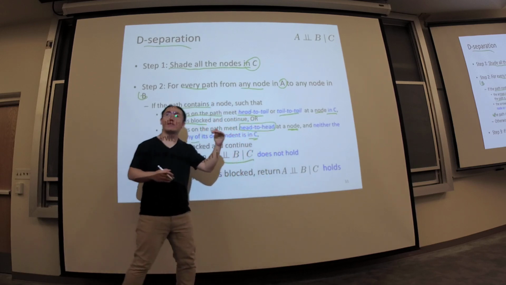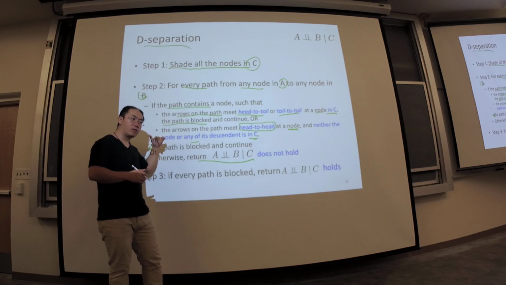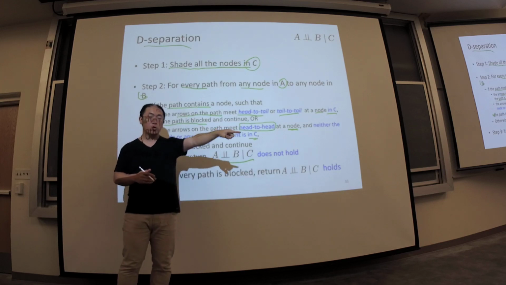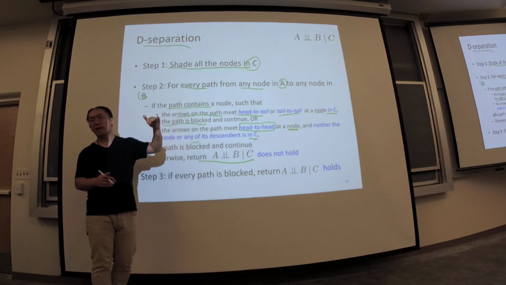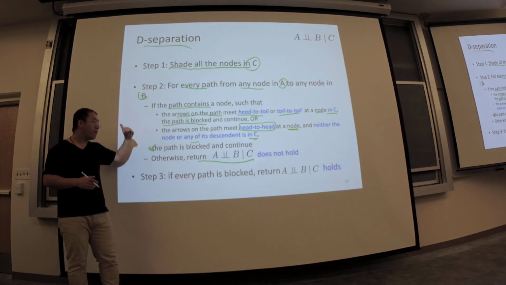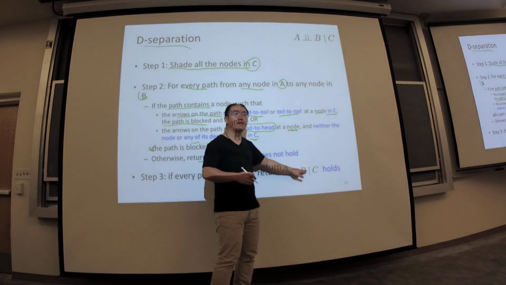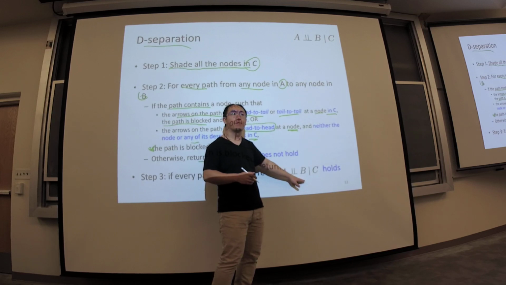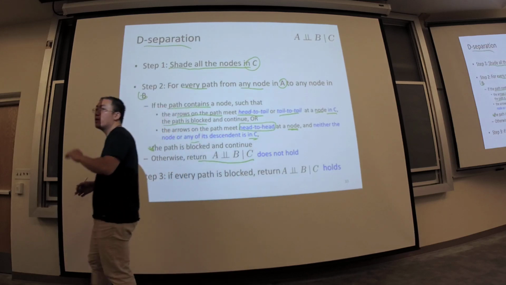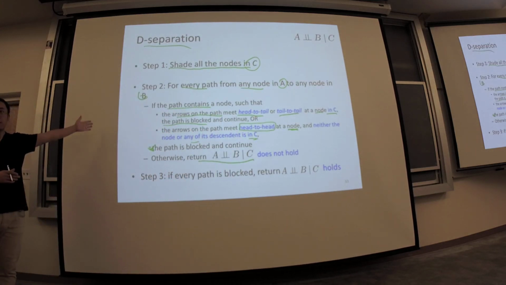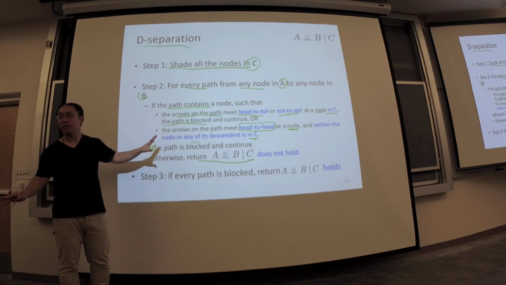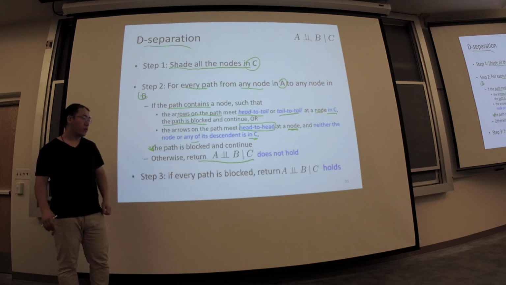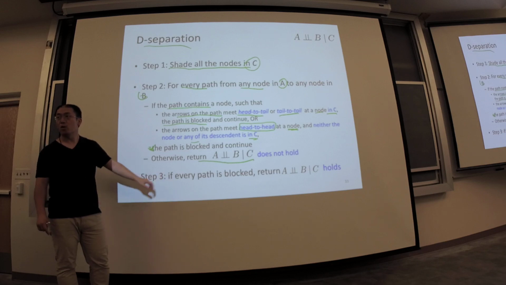So in summary, you just check every path, right? If you can find a path where your ball can roll from a node in A to a node in B, then you stop and claim that this conditional independence does not hold. But if you try all kinds of paths, and every path is blocked, and the ball bounces back, then finally you can state that this conditional independence holds. Is it clear? Basically, just check the three cases repeatedly for all paths starting from one node in A and ending at another node in B. If any path is not blocked, then you say they are actually dependent. Otherwise, if all the paths are blocked, then you can say they are conditionally independent.